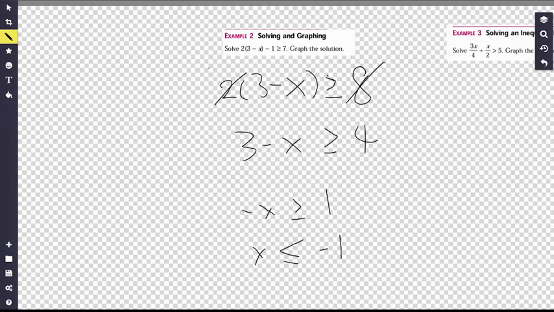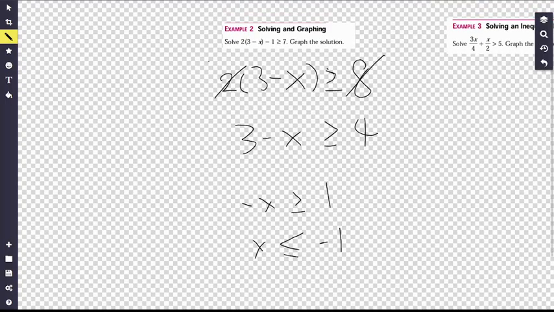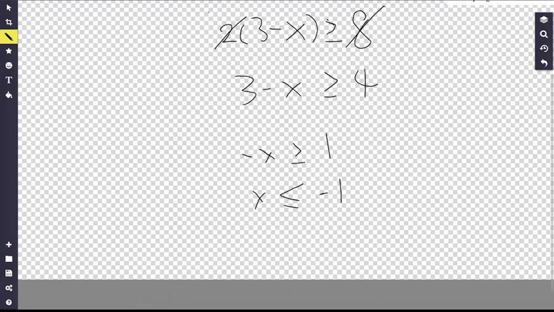You would have had a number that was bigger or equal to 7, right? And then, yeah, that's pretty much it. That was the answer.